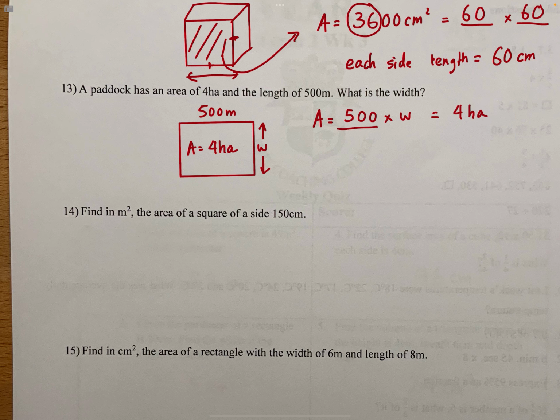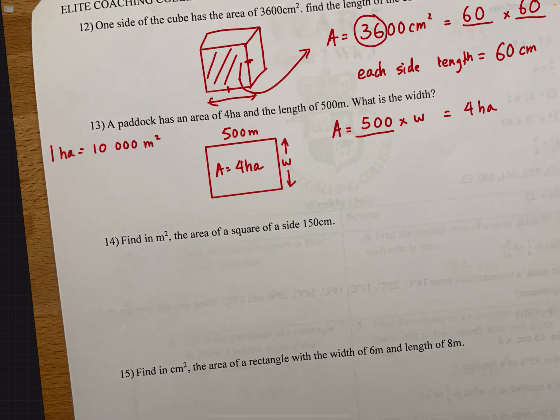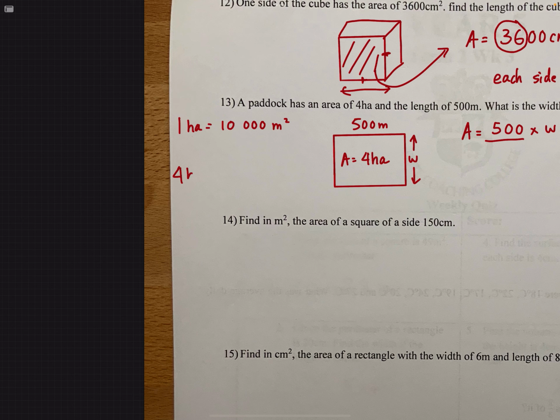Now these are different units. This is meters and this is hectares. So how about we change this one into meters squared, and that will be, at least they're similar in a sense, so we can compare them. So 1 hectare is equal to, let's remember that one hectare is equal to 10,000 meters squared. Okay, so 4 hectares is going to equal 40,000 meters squared, right?